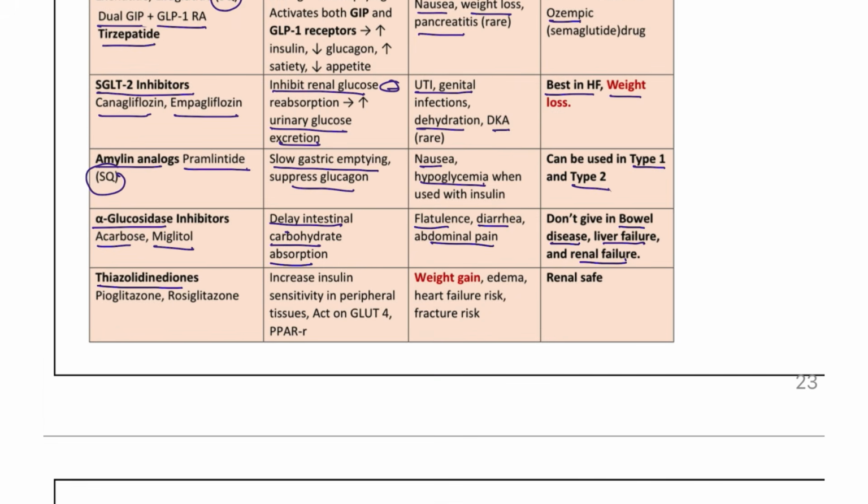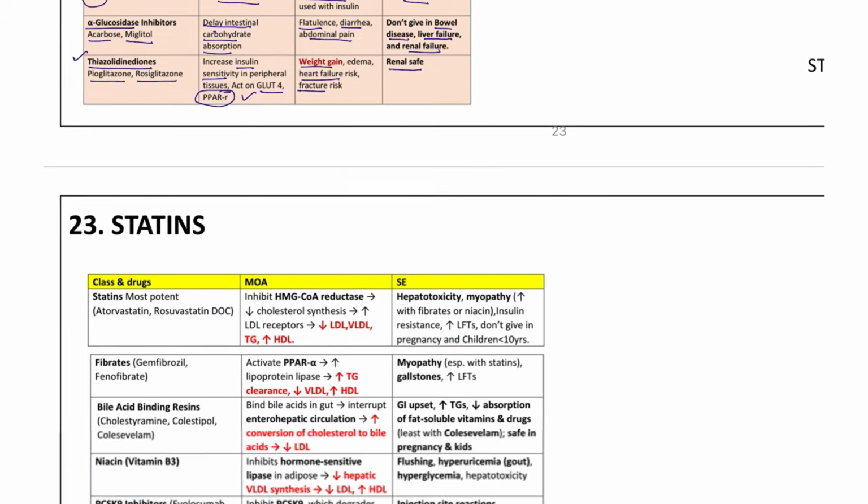And the last drug class is the thiazolidinediones. This is pioglitazone or rosiglitazone. It will increase insulin sensitivity. How is it going to increase it? It acts on the PPAR gamma receptor with the help of GLUT4, and this is associated with weight gain. But this is one of the renal safe drugs that we can use for the patients, though it is associated with fracture, bladder cancer, and heart failure risk. These are some of the important drugs.